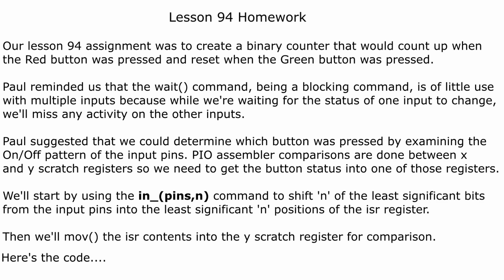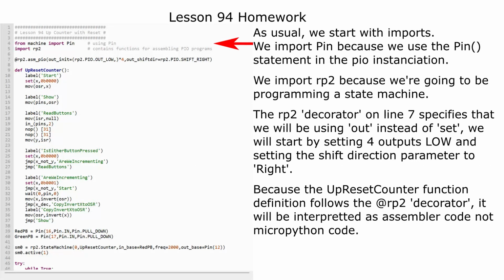Here's the code. As usual, we start with imports. We import pin because we use the pin statement in the PIO instantiation. We import RP2 because we're going to be programming a state machine. The RP2 decorator on line 7 specifies that we'll be using out instead of set, and we'll start by setting our 4 outputs low and setting the shift direction parameter to right. Because the up reset counter function definition follows the @RP2 decorator, it will be interpreted as assembler code, not MicroPython code.